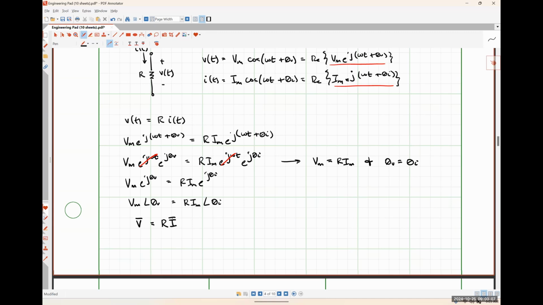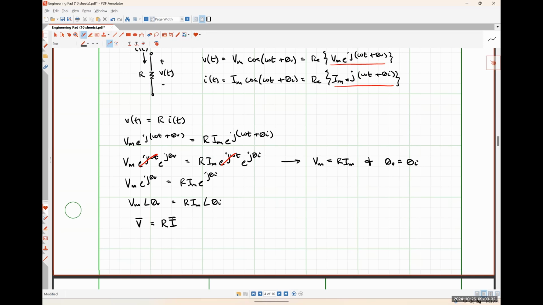So effectively, what we have just learned is that Ohm's law in the frequency domain is the same thing as Ohm's law in the time domain. Ohm's law is always Ohm's law. That's why it's a law. This is probably the most boring of the results, but it is very important. We treat resistors in the frequency domain exactly the same as we treat them in the time domain.